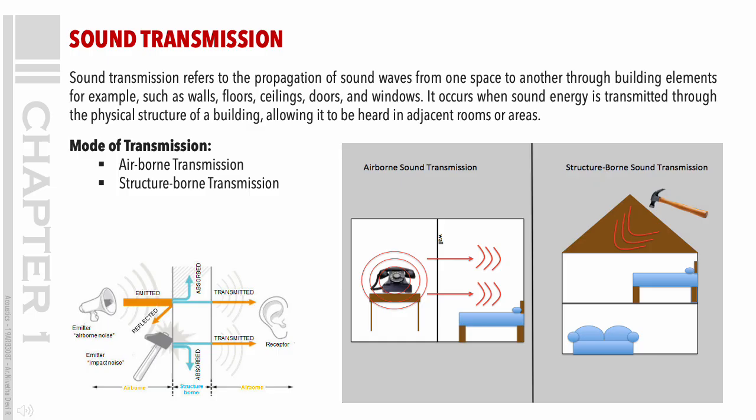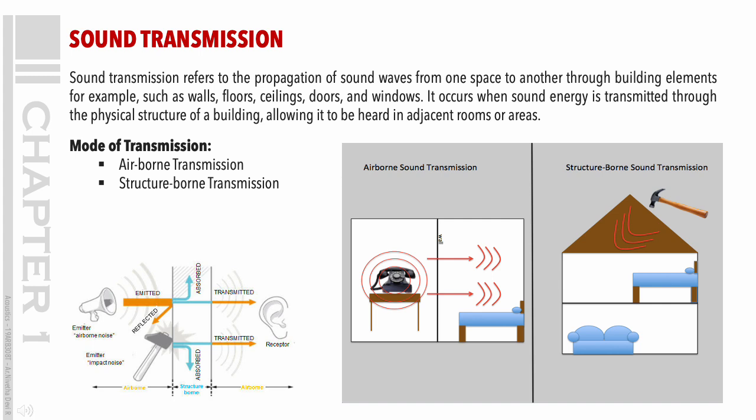Sound transmission. Sound transmission refers to the propagation of sound waves from one space to another through building elements, for example, such as walls, floors, ceilings, doors, and windows. It occurs when sound energy is transmitted through the physical structure of a building, allowing it to be heard in adjacent rooms or areas. Mode of transmission.